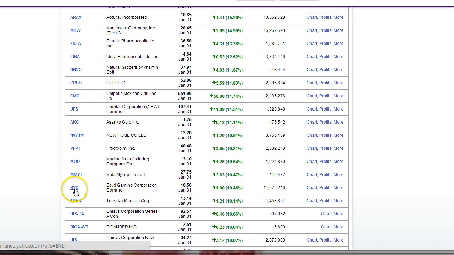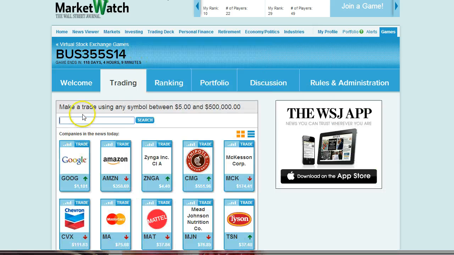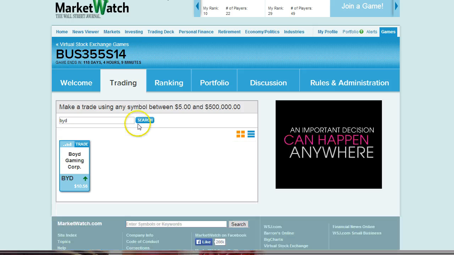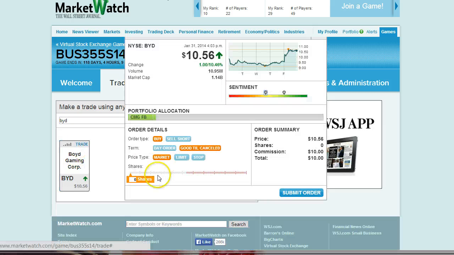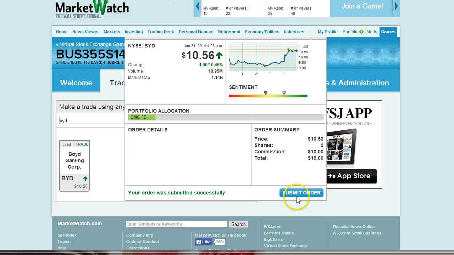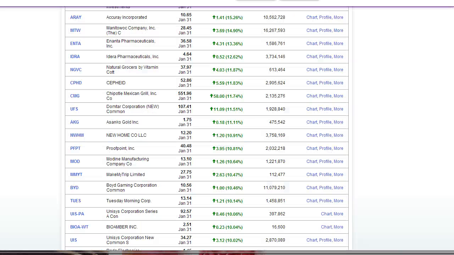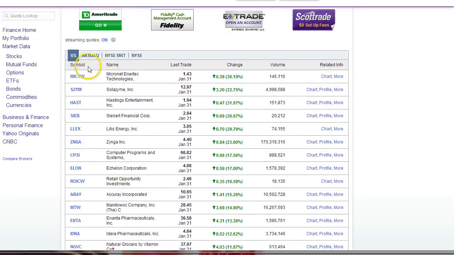Maybe we'll do BYD, Boyd Gambling Corporation. So I go back to trade, and I type in, why is this locked? And I could put in the stock symbol, search, it comes up, and I can trade the stock and submit the order. Okay, and I'm going to go back to Yahoo Finance, and let's see, Chipotle Mexican Grill did well today. I think I have some shares of that.